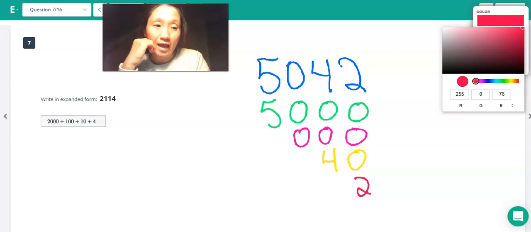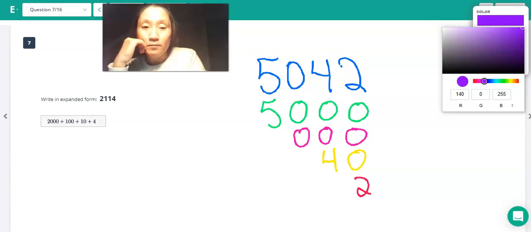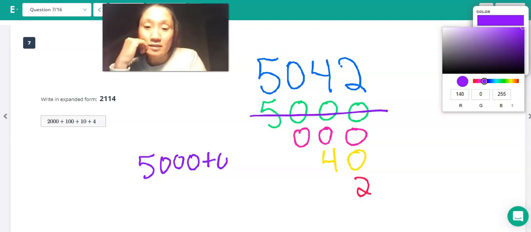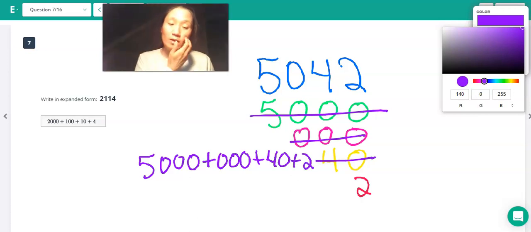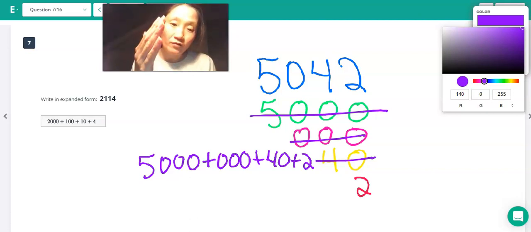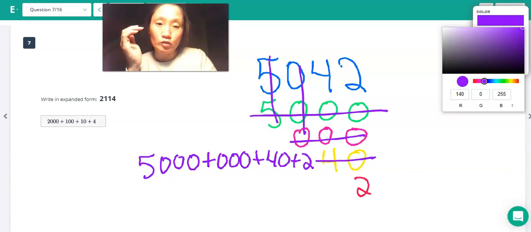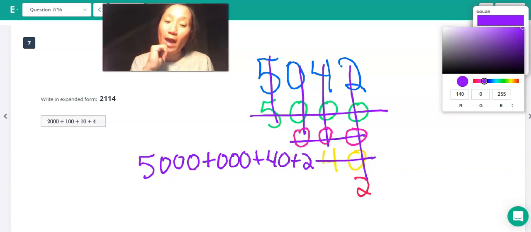So now how do I write that? It'll look like something to the effect of, I'll have the 5,000 plus the 0, 0, 0, because that's for the hundreds place, plus the 40, plus the 2. Okay? So some of you were losing track of how many zeros you were putting behind a number. Well, if you stack them and then just drop your numbers straight down, you don't lose track of how many zeros you put behind your expanded form. Okay, you don't lose track of that place.